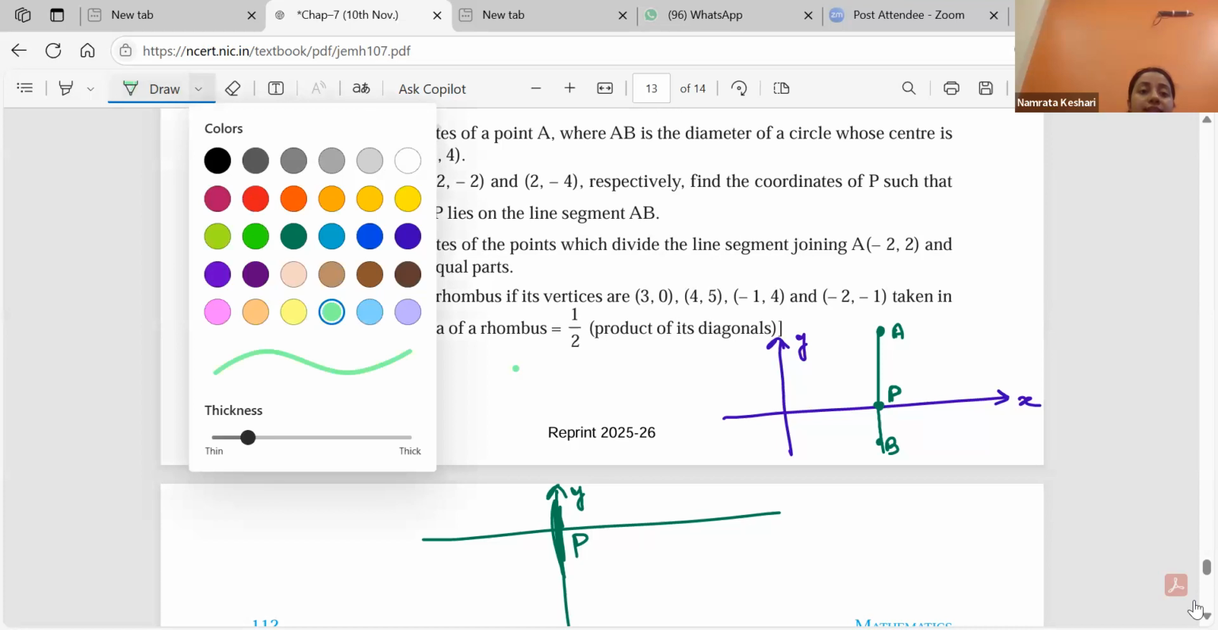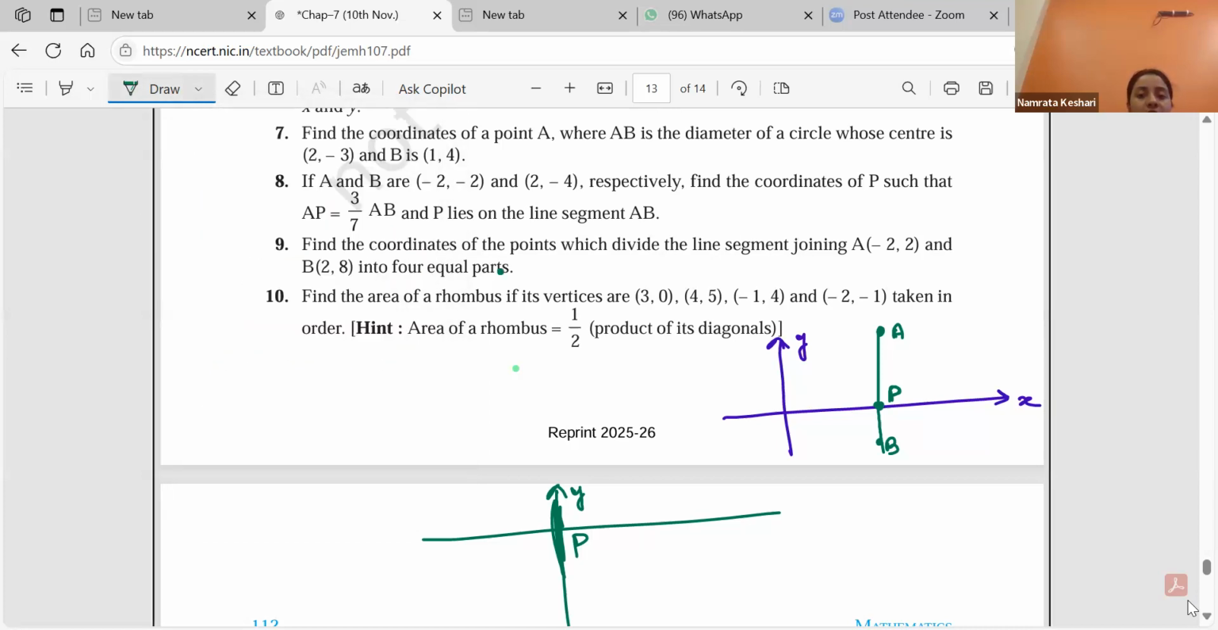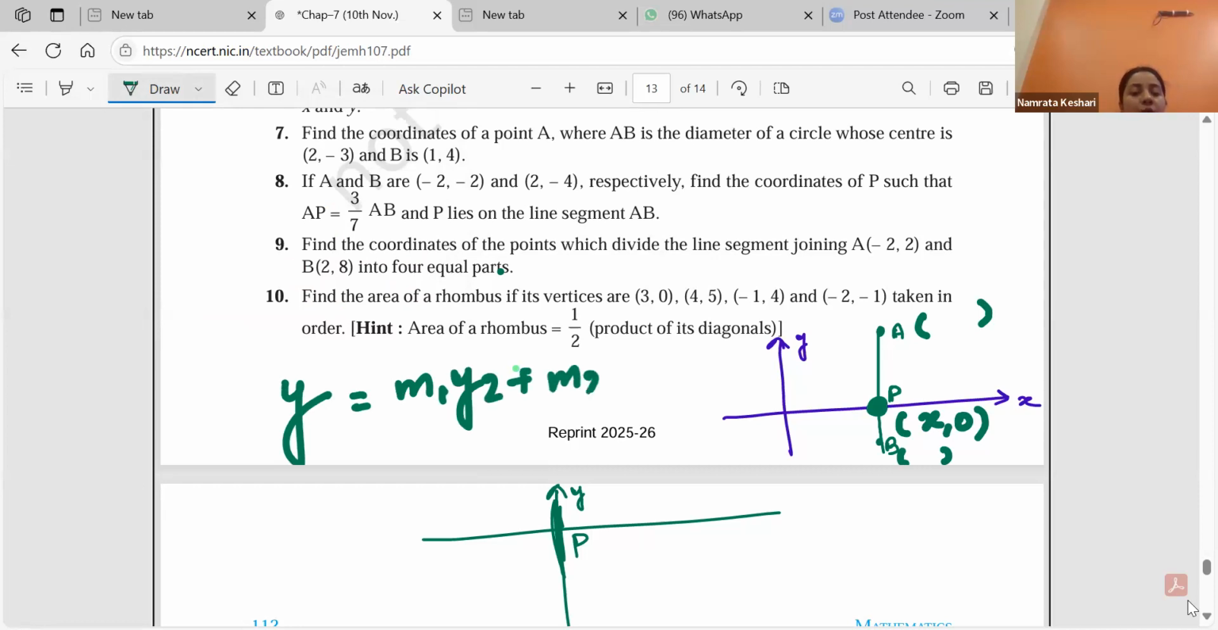If you are understanding that your point P is sitting on the x-axis, that means the coordinate of point P, whatever x will be, y will be 0. And again I repeat that for finding the ratio, you just need one coordinate, either x or y. If I give you the coordinates of point A and point B, then you will use the formula: y coordinate is equal to m1 y2 plus m2 y1 by m1 plus m2.